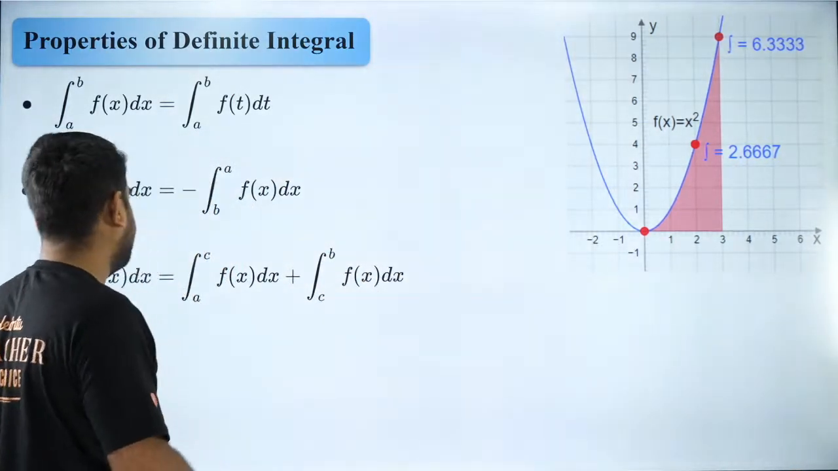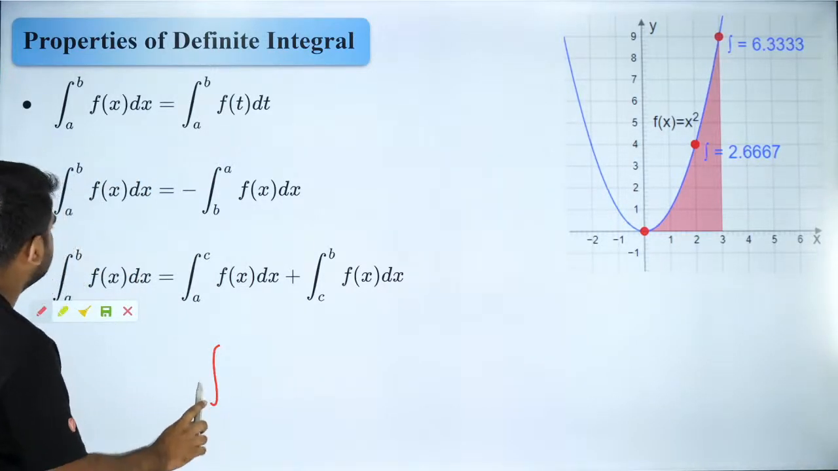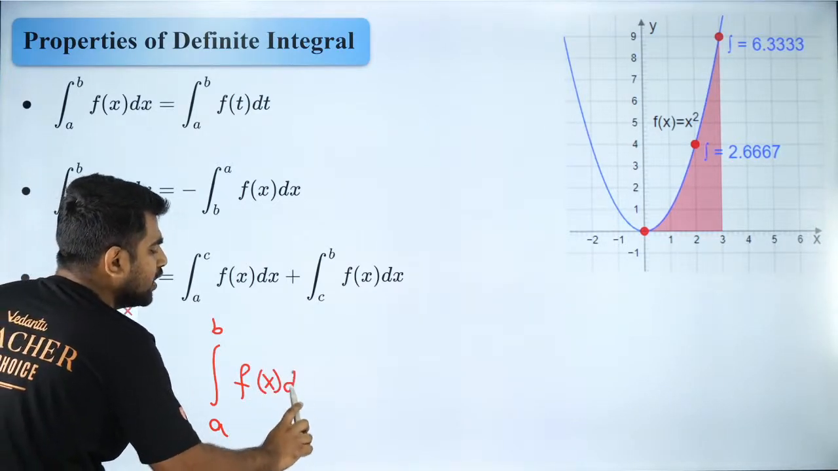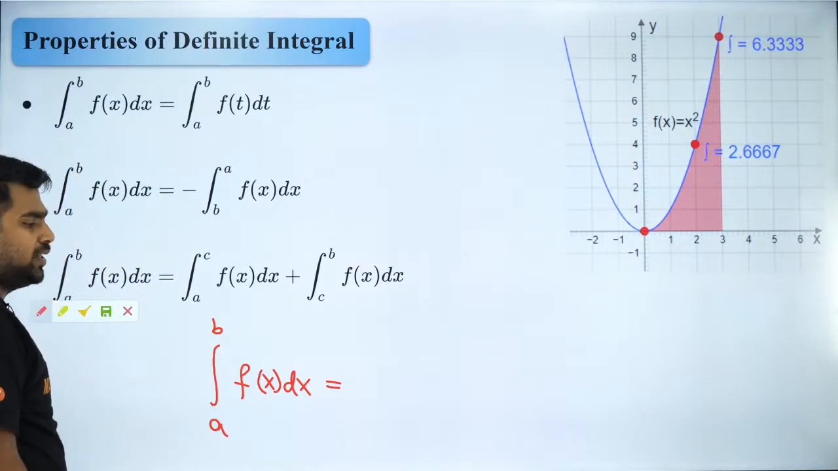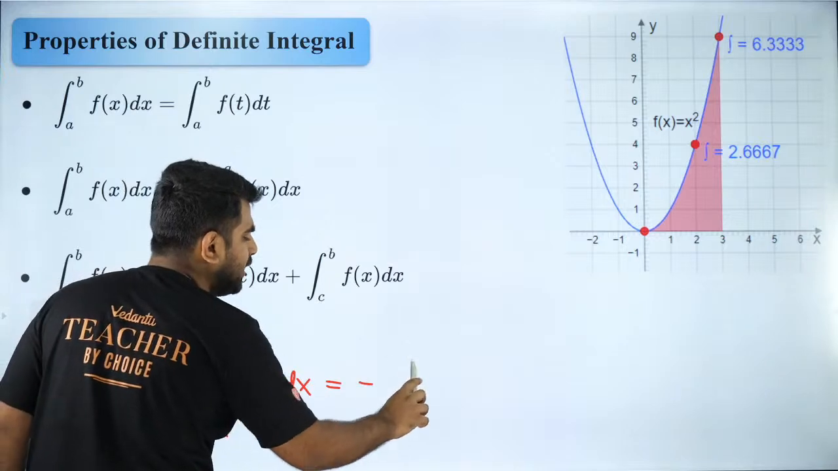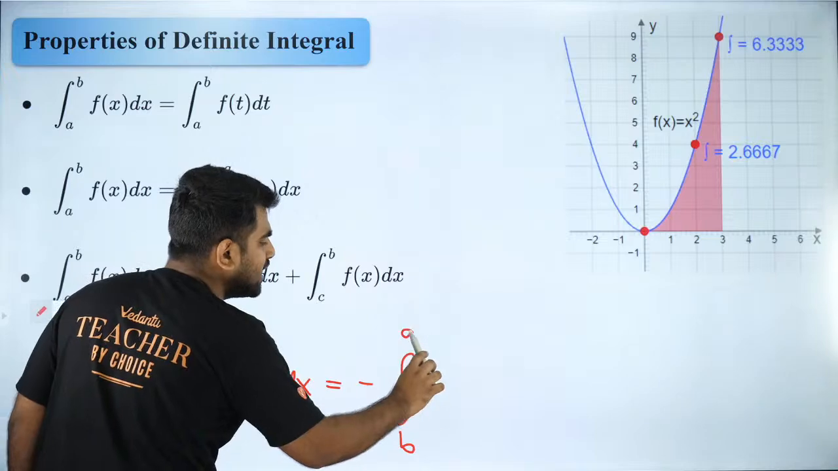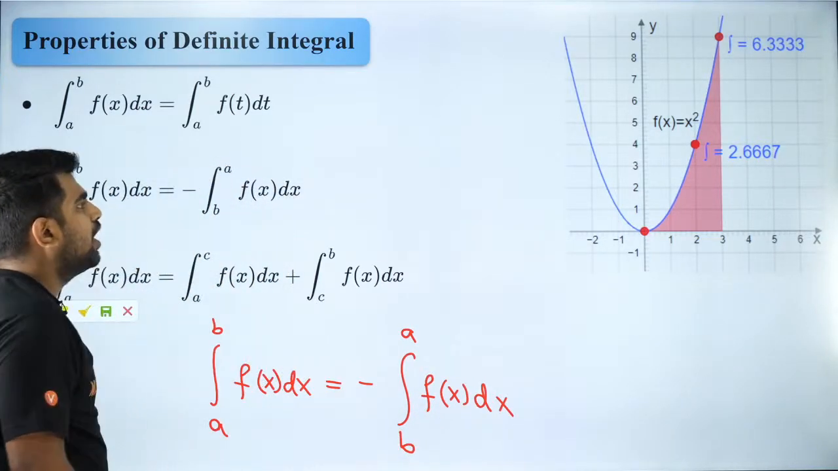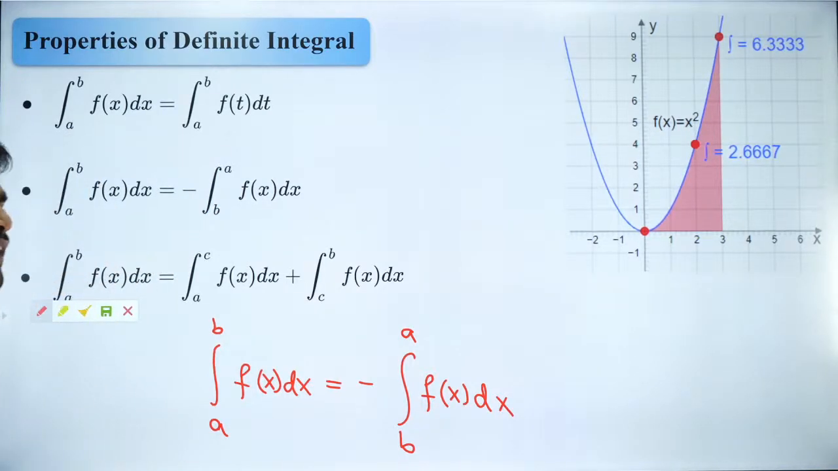The next property is change of limits. I have the integral from a to b of f of x dx, but now I'm going to interchange my limits. That will lead to a negative sign. So if you interchange your limits, then you will get a minus sign outside. That is the only change. I hope you are all clear with it. Are you all able to understand that?